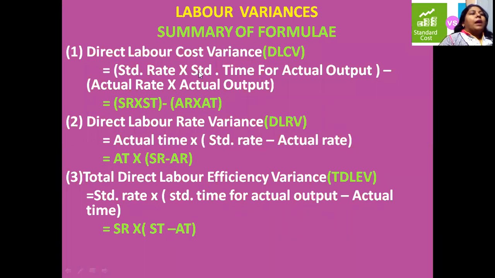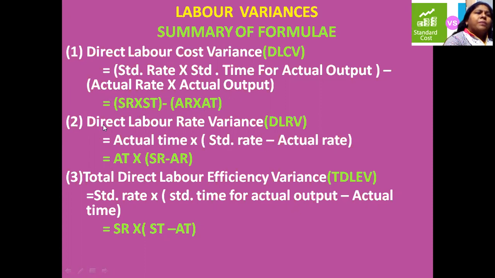The first formula I mentioned here is how to calculate the direct labor cost variance. Instead of material, we are going to use the word labor. So it is all about the cost variances. Look at the formula: standard rate into standard time for actual output. This has to be compared with the actual rate into actual time. So what is the formula in short form?